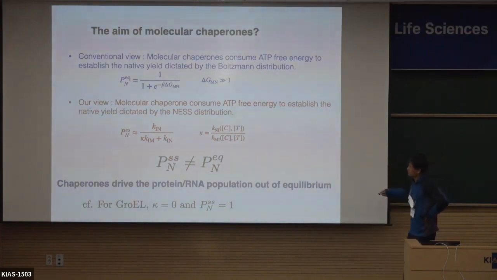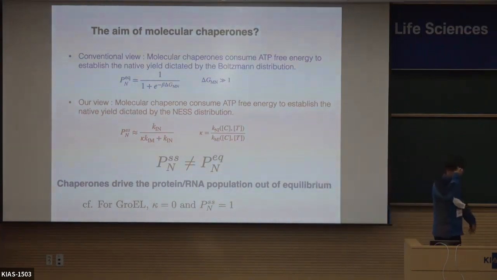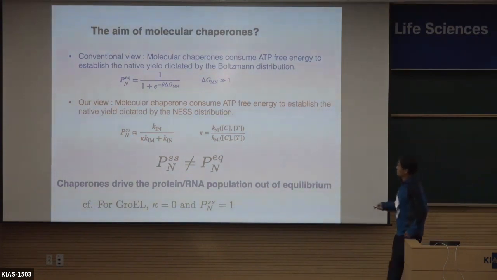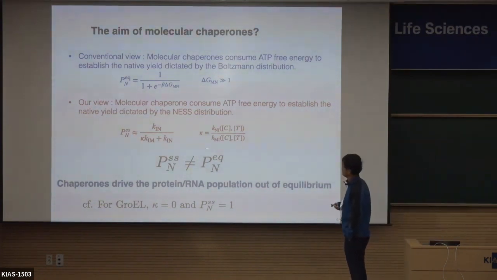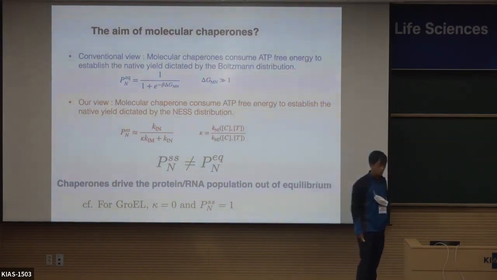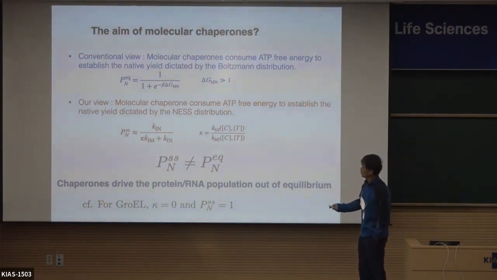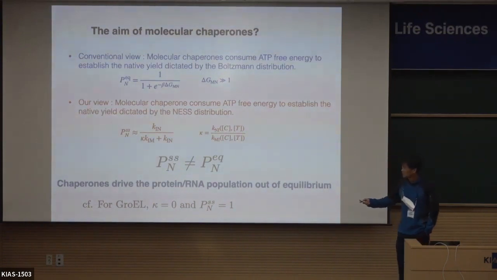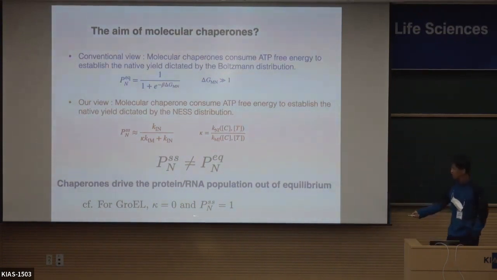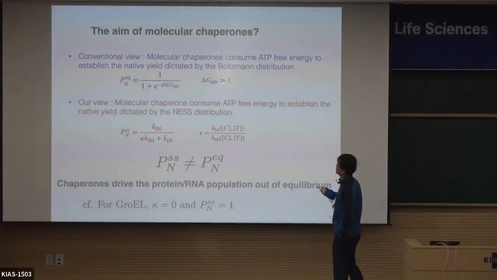But the confusion was that, for the case of GroEL, which has been studied for the last 30 years, it is a bit hard to discern this distribution from this distribution, because for the case of GroEL, kappa equals zero. So when kappa equals zero, as you can see, the steady state yield of the native state is just one, right? And for the case of many proteins, the stability difference between native and misfolded is very large.